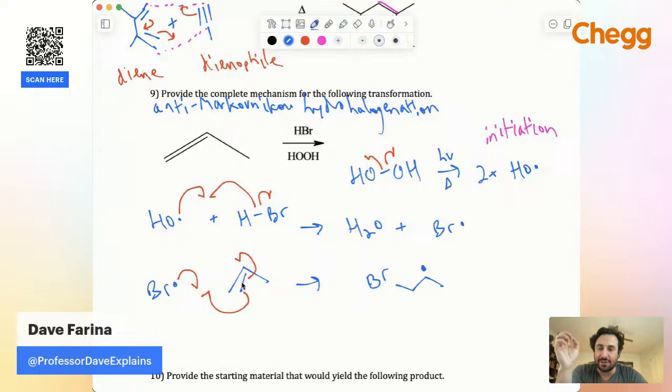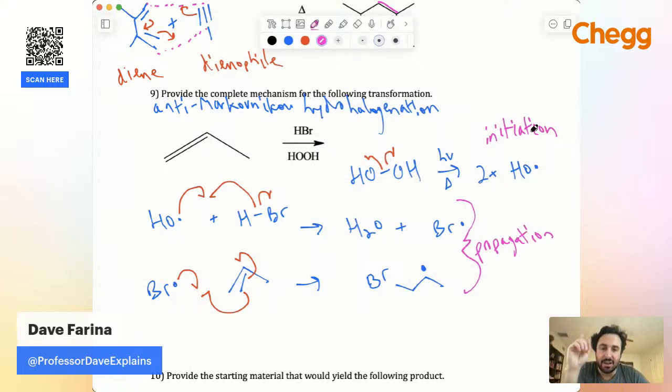The bromine radical is going to go to the primary carbon because that leaves the secondary carbon radical, which is better. It's a more energetically favorable pathway. So it's going to go that way. And so these are called propagation steps. Propagation steps can be endothermic or exothermic. It depends on the bond dissociation energies. You have to tally them up.